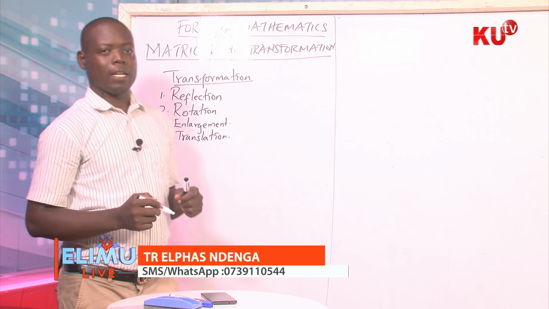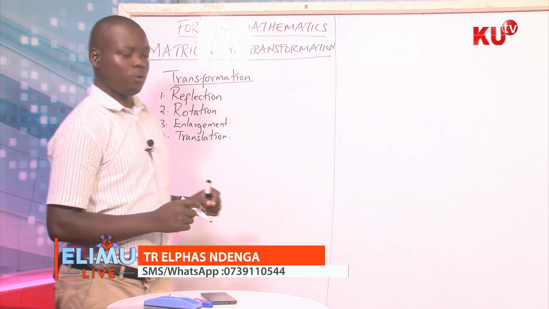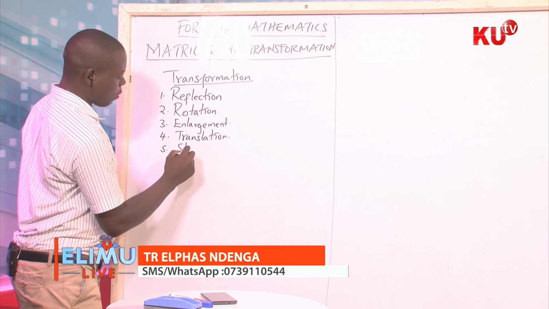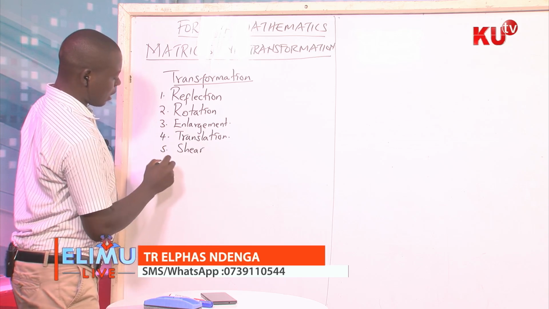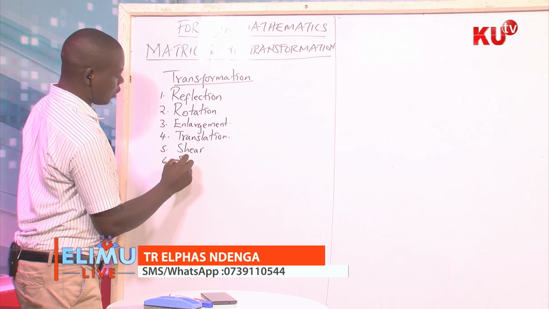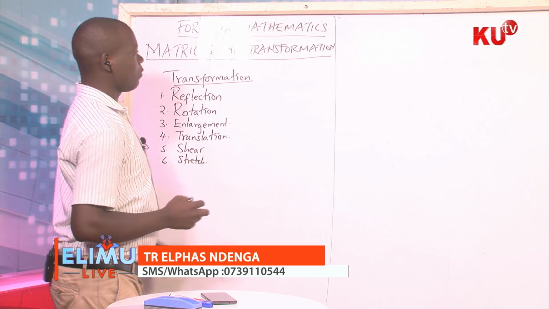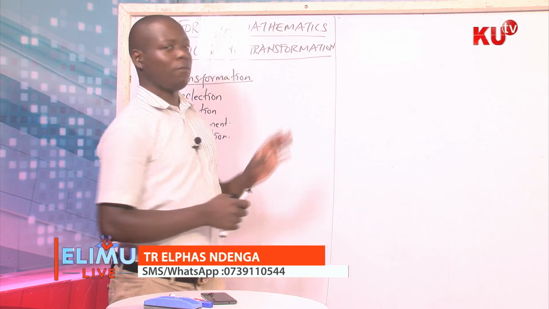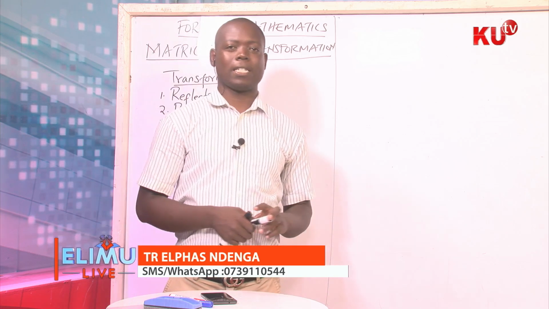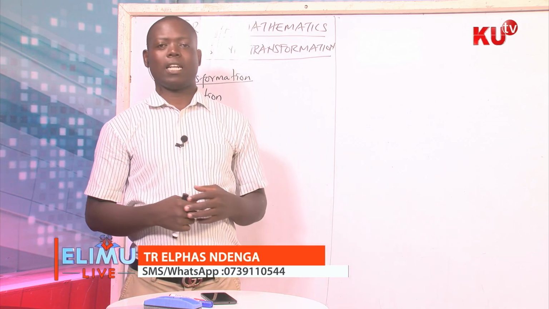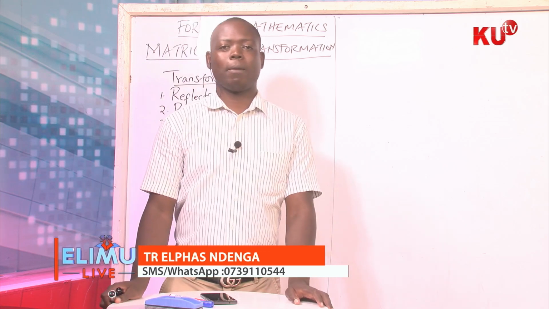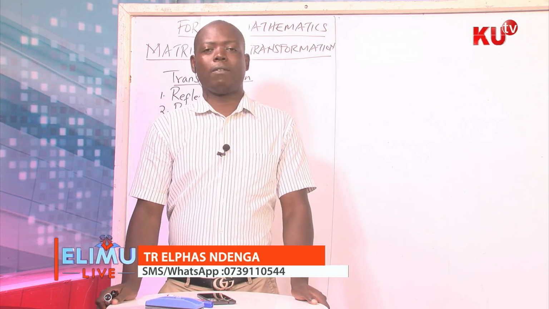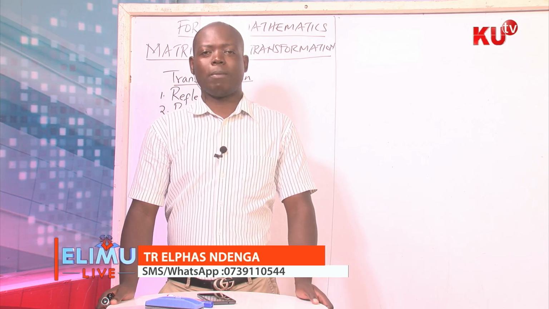And the other 2 which we are going to add to this list are what we'll cover in this topic. We call them shear, and then we shall cover what we call a stretch. These are the transformations that we shall be able to cover when we link the information to matrices. Therefore, students, as we start our discussion today, we shall need to review the Form 2 work on transformation.